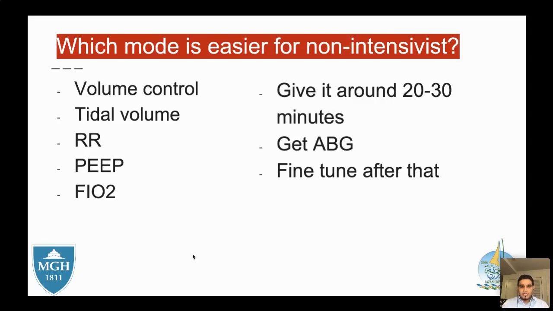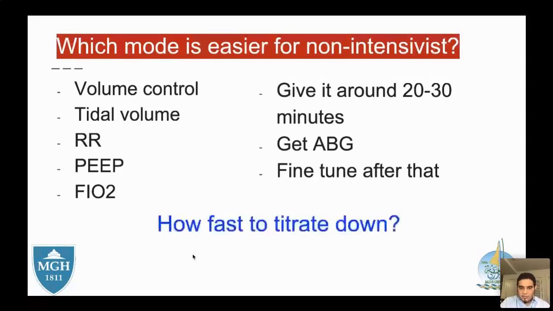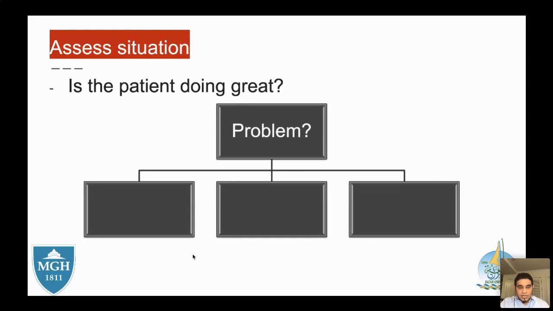Okay, so you set up the mode, you adjust these 4 things, and in 20 to 30 minutes, get an ABG. Then you start to fine tune after that. But the question is how fast you titrate down, and that depends on exactly what problem you have. Before I go into the problems, I look at the ABG, and that's also another talk.